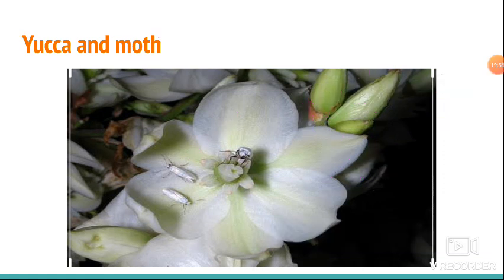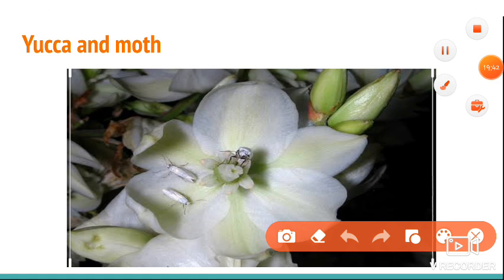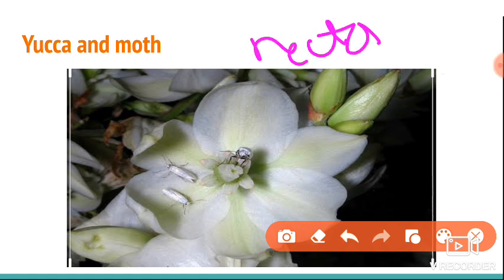And nectar, sorry, I did not add it in this slide, but nectar is also one of the important pollen rewards. Please remember, nectar is also one of the important rewards. Here birds and honeybees you can take as examples. Butterflies you can take as examples. They mainly take the nectar from the flower.